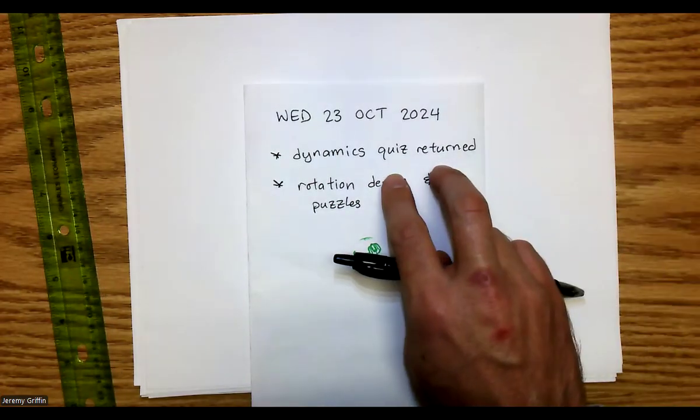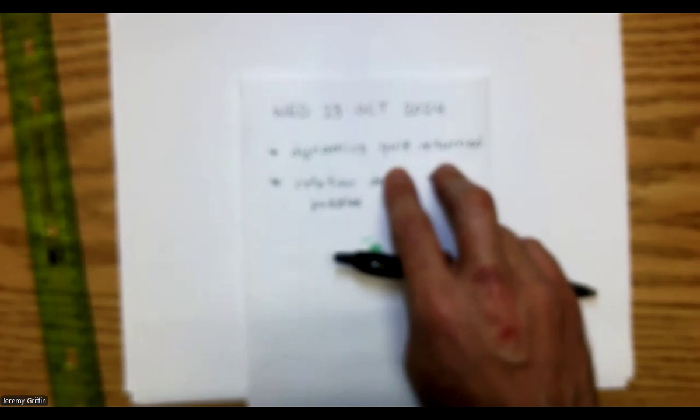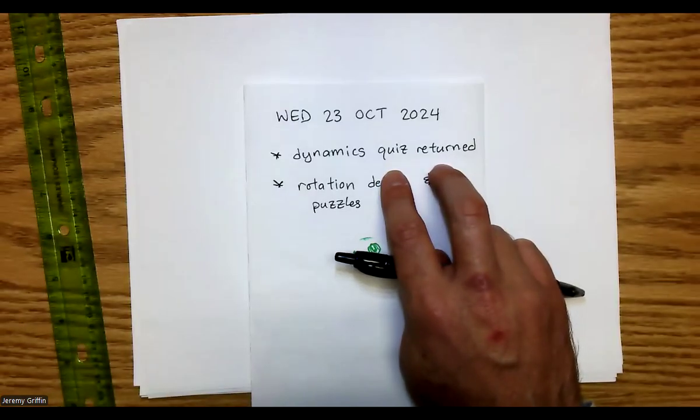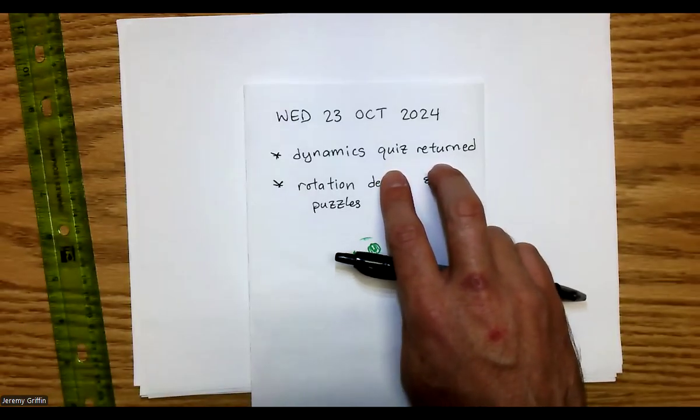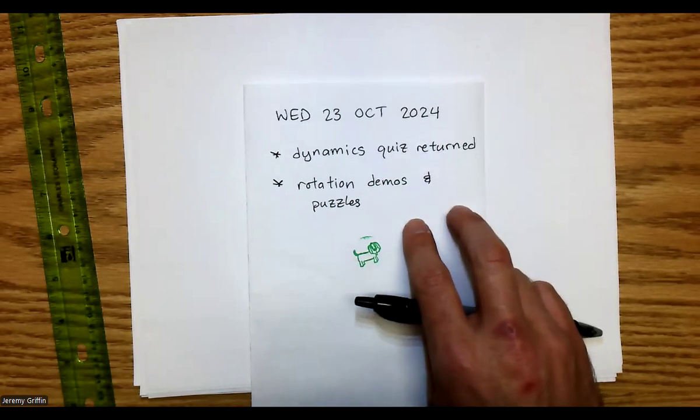So you guys picked up your forces quiz from your return folder. I got this back to you guys. If you want to do corrections, you can do corrections. Same as always, I'm going to create a bonus column in quarter two and just put that bonus column in quarter two.